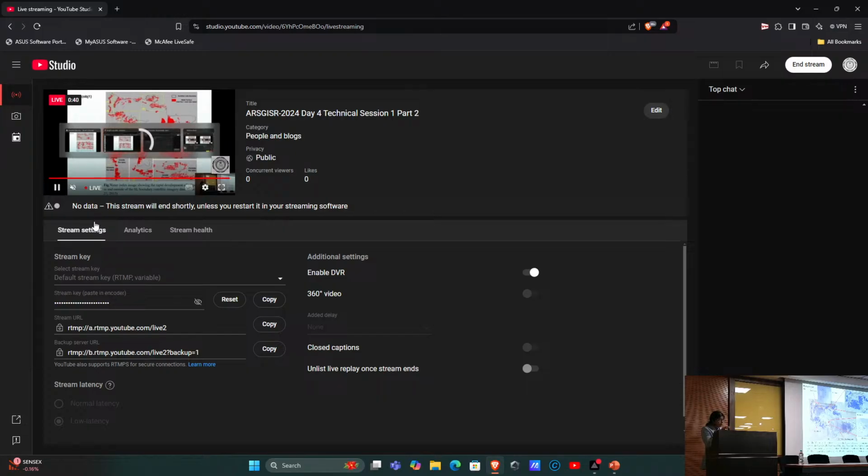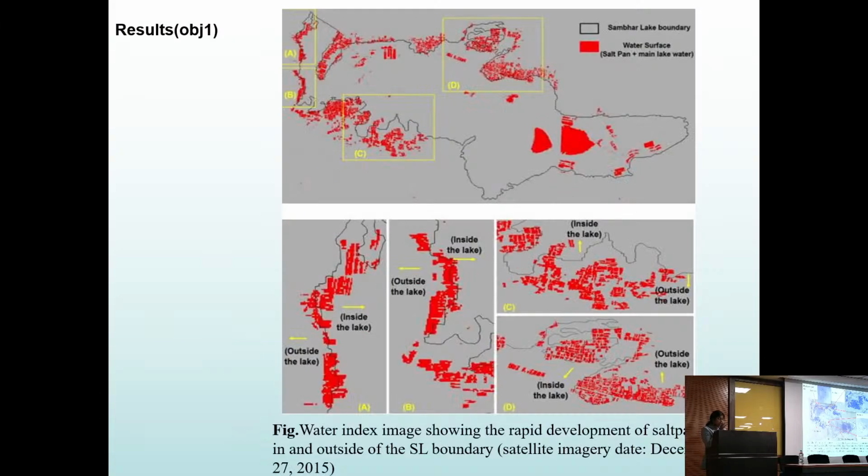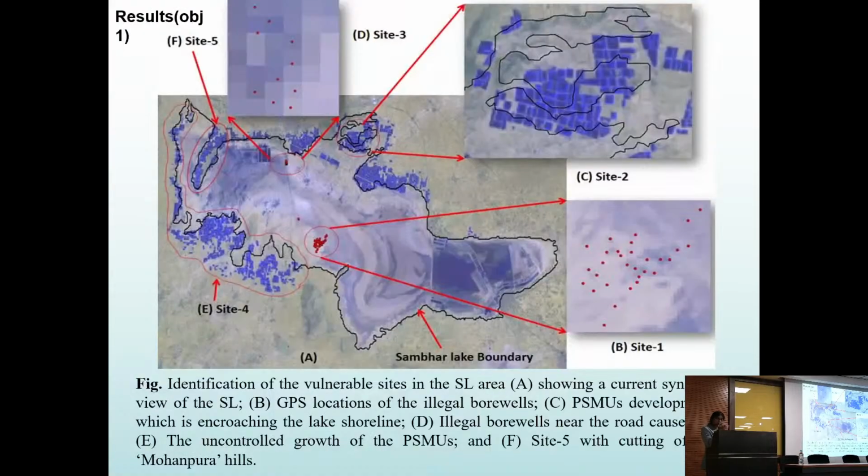So finally, why is the water content very less or getting less day by day? So first is illegal salt mining.